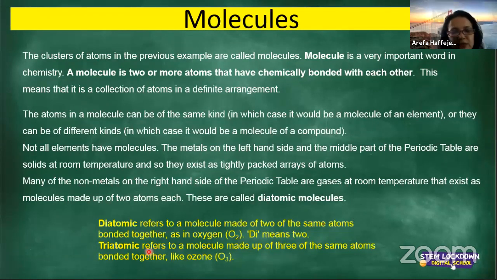molecules. And this refers to a molecule made up of three atoms of the same kind. Like, for example, you have ozone. So you have three atoms that are very similar. They are bonded together to make ozone. So it's a molecule, and the symbol is O with a small 3 at the bottom.